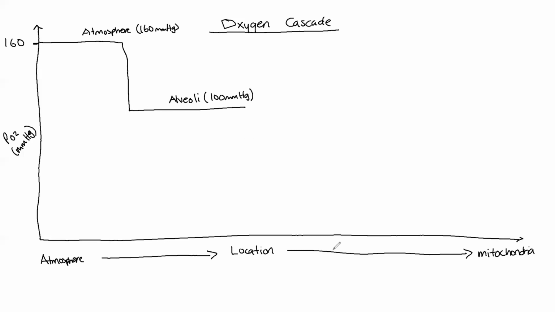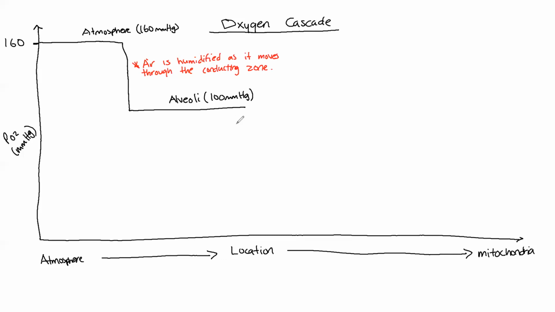Okay, and just to put a note here which explains why, this is because of the humidification of air as it moves through the conducting zone. So air is humidified as it moves through the conducting zone. And so that is the explanation for this large drop-off that we see between the atmospheric partial pressure of oxygen and the alveolar partial pressure of oxygen.